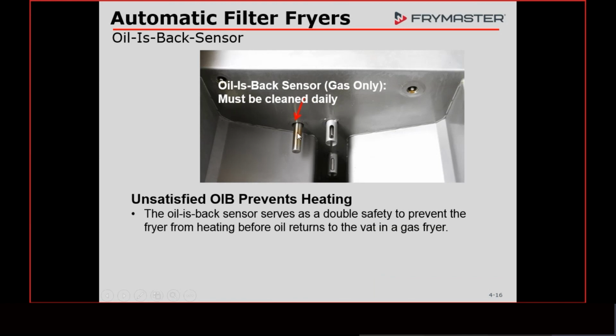All right, here's the OIB sensor, and that screws into the fry pot. It looks like a high limit, and that's where it is. We have to have oil surrounding this before this fryer is going to be allowed to heat. This is the heat transfer area right here. So as long as we have oil up to this level, that is covered, we can safely have the fryer come on. That's the whole idea behind this.